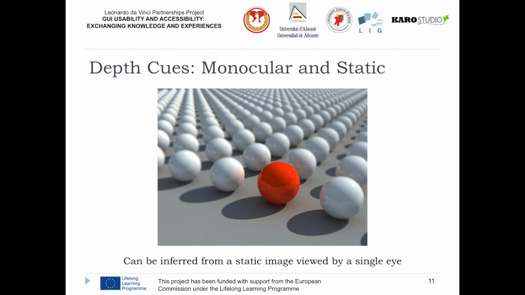The third cue is the shadow. Using light and then shadows gives another relative distance between objects. As we can see in the image, thanks to the shadow, we know that the red sphere touches the gray plane.